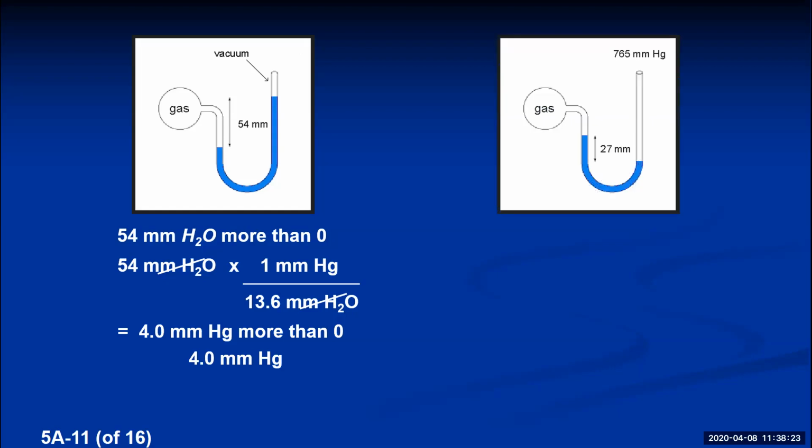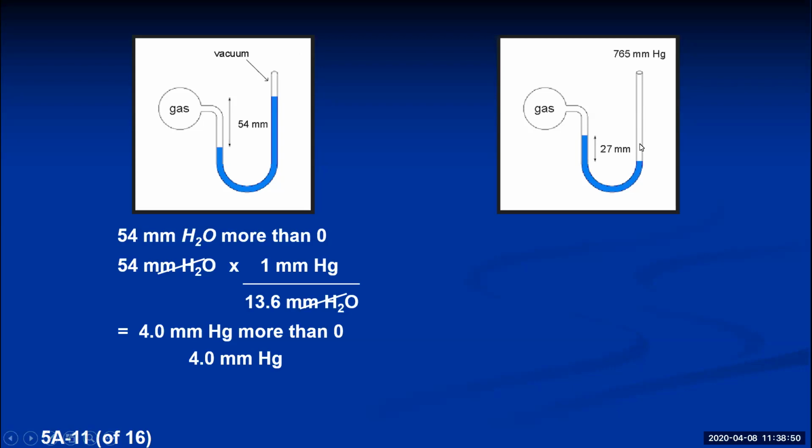If we have one more example of a manometer here, this one's an open-ended manometer. So now 765 millimeters of mercury is pushing on the right side. Our gas is pushing on the left side. I want you to notice something different about this one. The level of the water on the gas side is higher than the level of the water on the atmosphere side. That means the atmosphere's pressure is higher. So therefore, the pressure of the gas is going to be less than the atmospheric pressure.